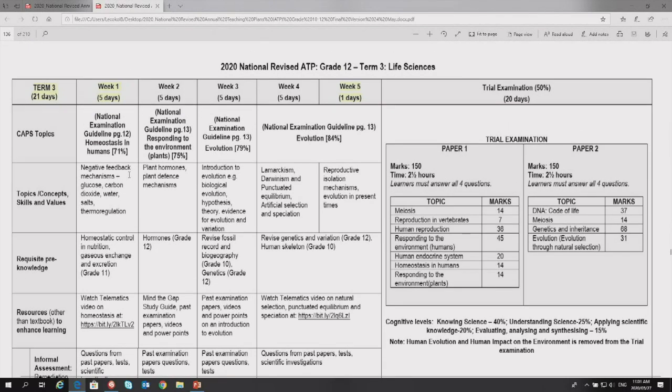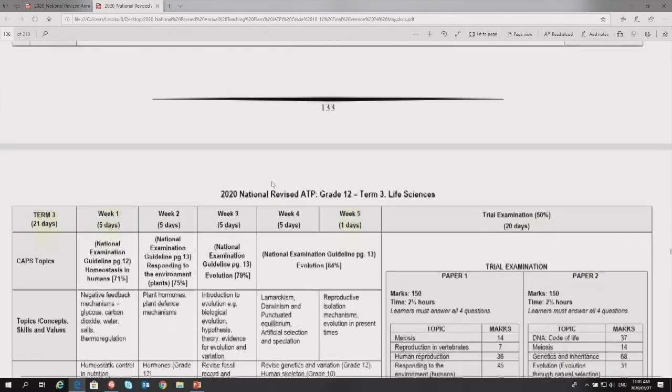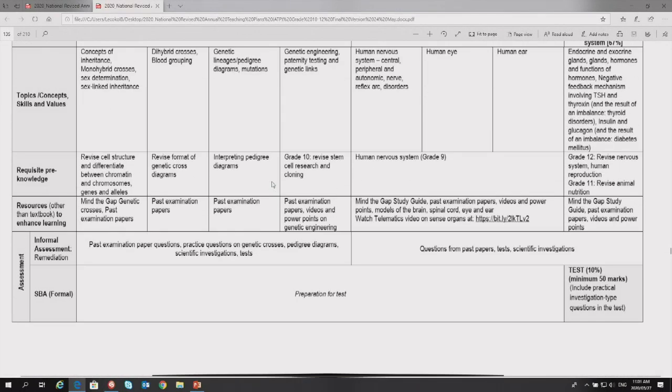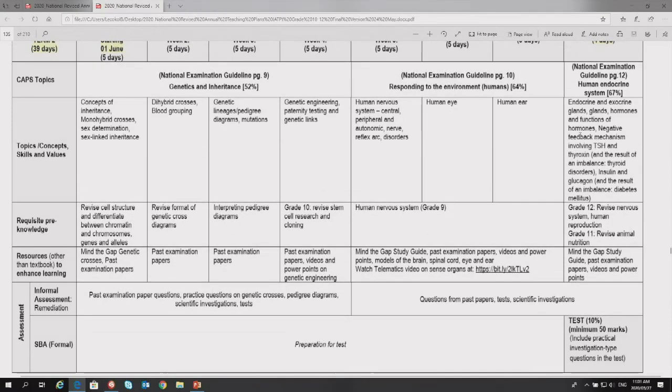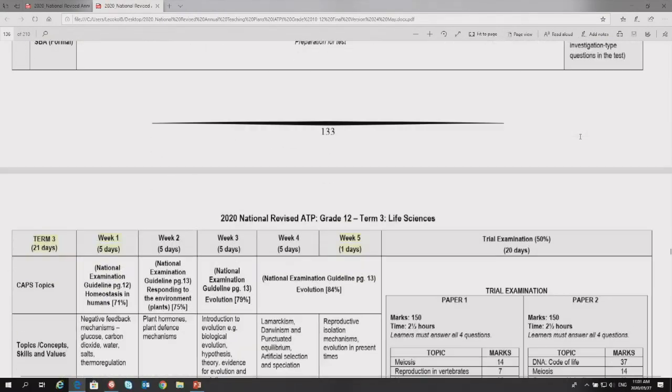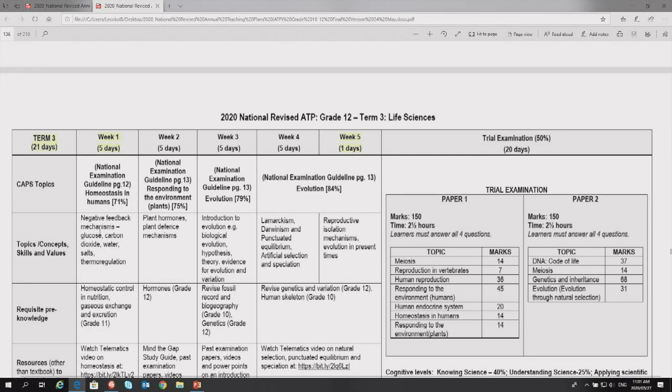Now, in term 3, which has 21 days, counting, negative feedback mechanisms, plant hormones, where did we do homeostasis? Not yet, the endocrine system there. And then negative, okay, here it is, sorry. It's not written in so many words. Negative feedback mechanisms, which of course is part of homeostasis. And all those factors, including thermoregulation, should be covered.